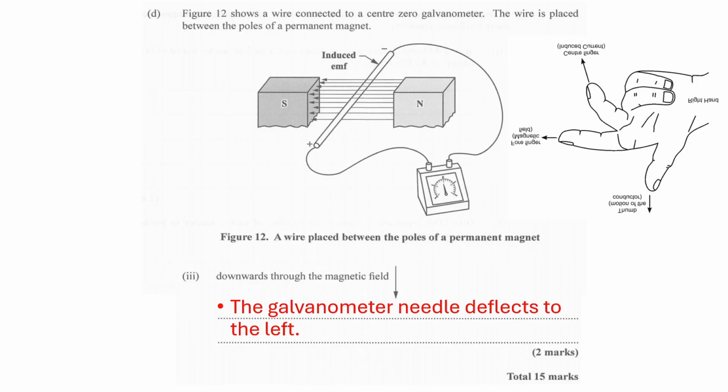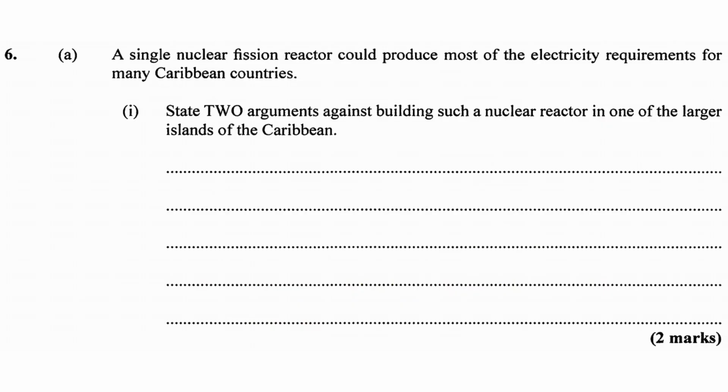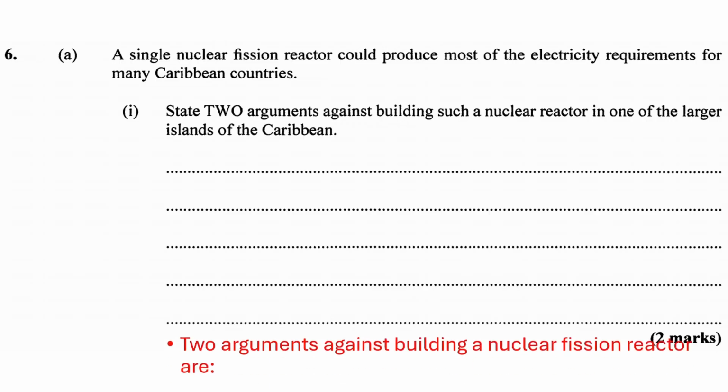And that's question 5. Question 6, part A. A single nuclear fission reactor could produce most of the electricity requirements for many Caribbean countries. Part 1. State 2 arguments against building such a nuclear reactor in one of the larger islands of the Caribbean.